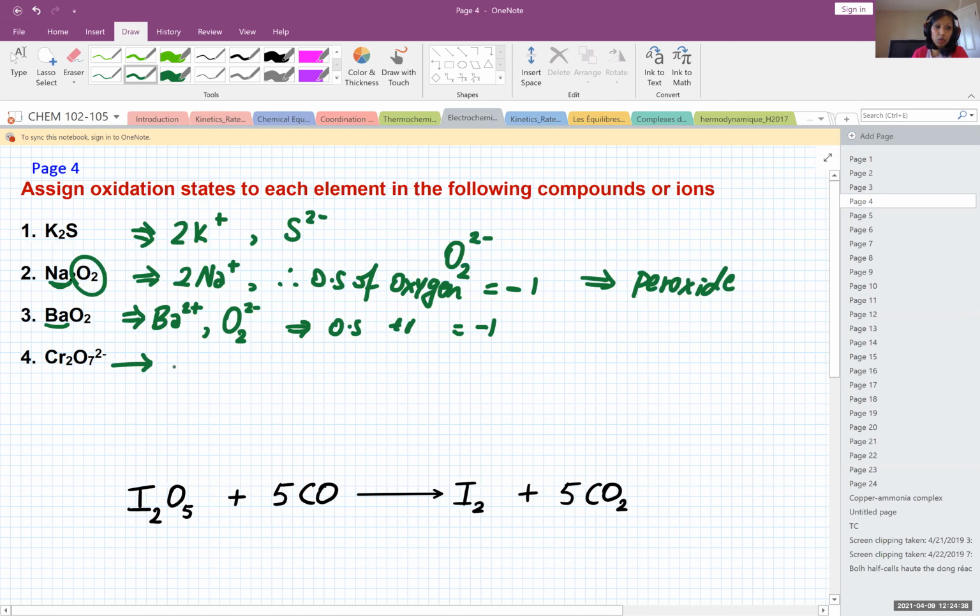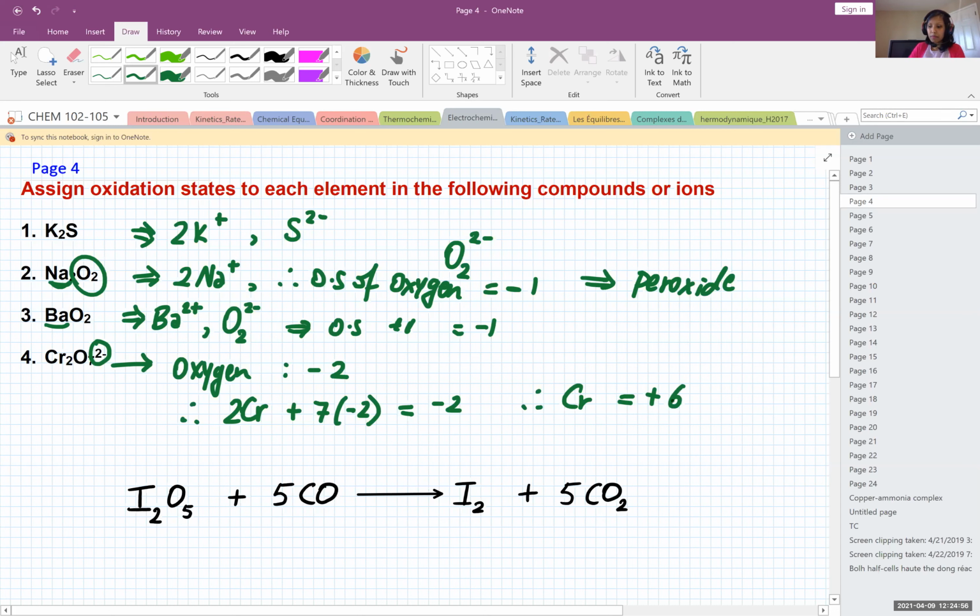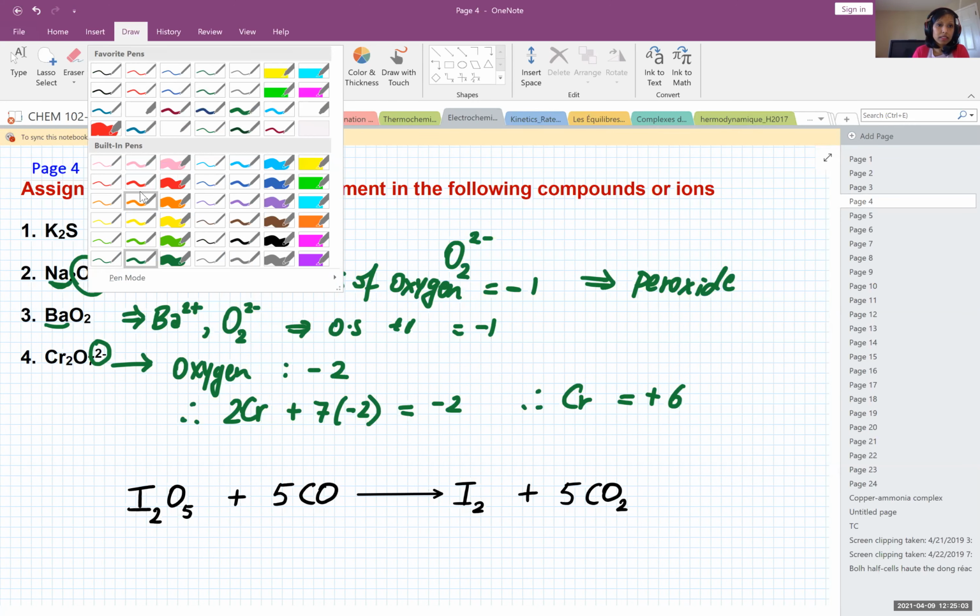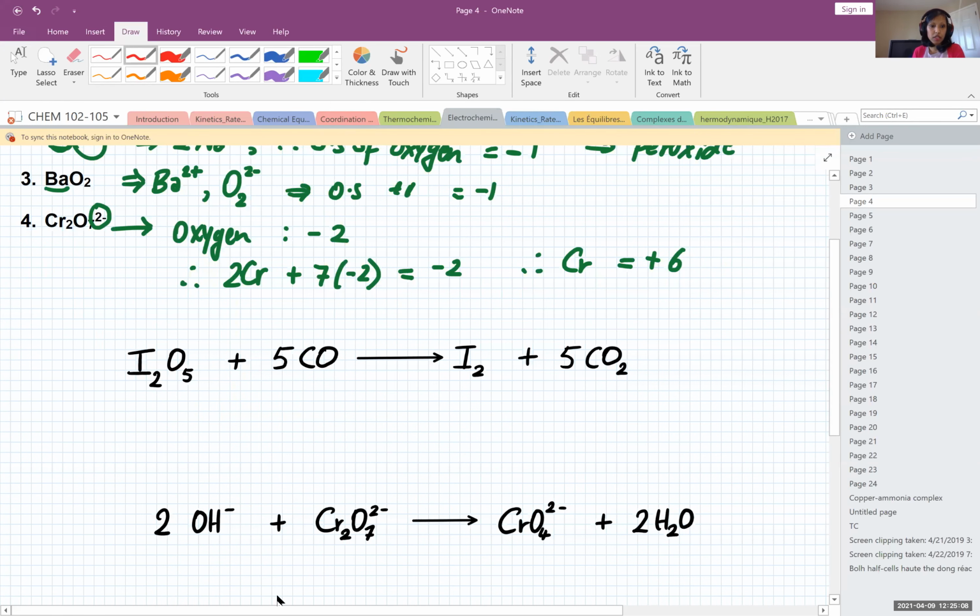So here we'll go with oxygen. We will say oxygen is -2. Therefore, we've got 2 chromium, we've done this before, I think, times 7 oxygen. The sum must be equal to the overall charge. Therefore, 1 chromium is +6. Okay, so that's how you find the oxidation state. Now let's do some more practice and then we will get to another definition that I want to go over with this reaction.